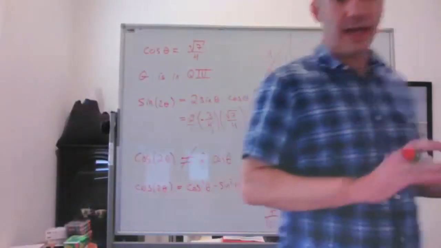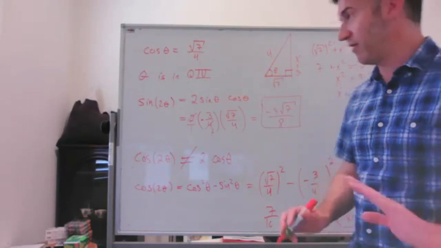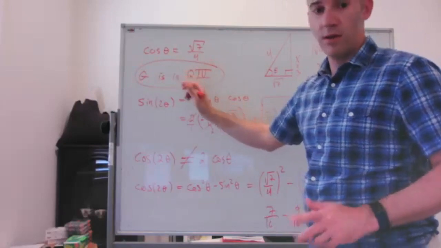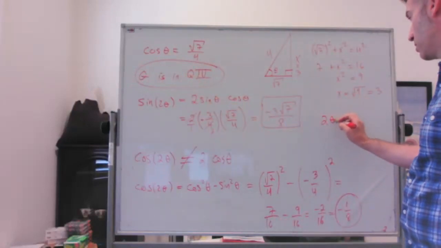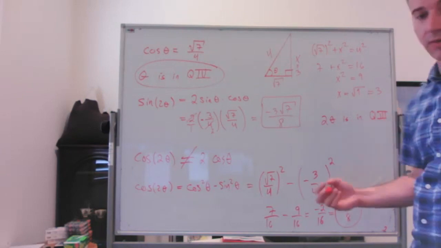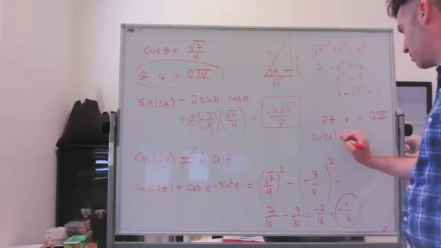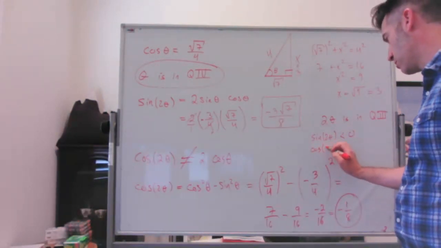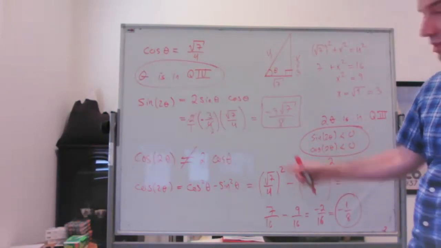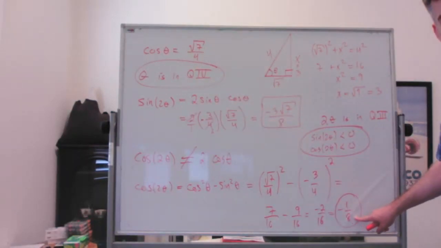So 2 theta, I should say, I might have not been super clear. Our angle theta is definitely in quadrant 4, but 2 theta has to be in quadrant 3, because quadrant 3 is the quadrant where both sine and cosine are negative. And that's what we have. Sine of 2 theta was a negative number, and cosine of 2 theta was also a negative number.